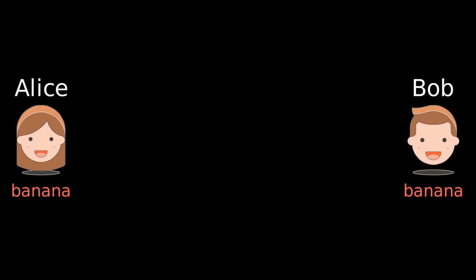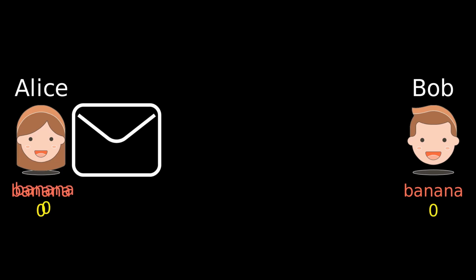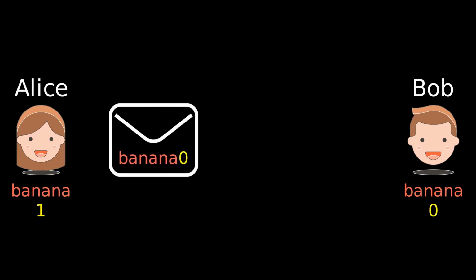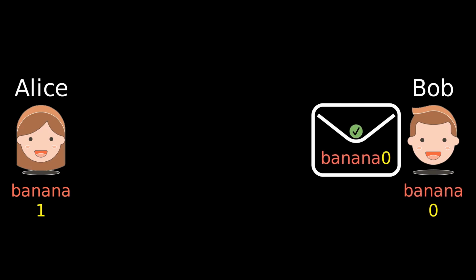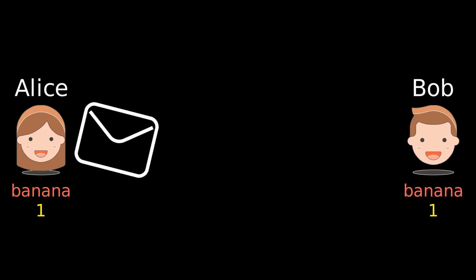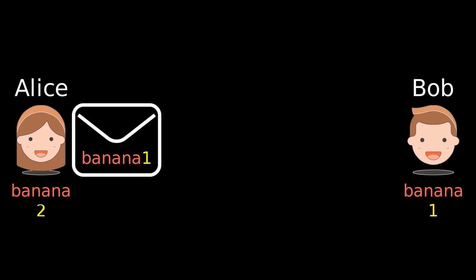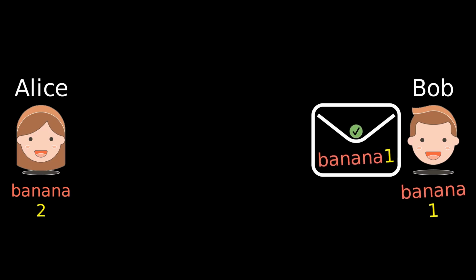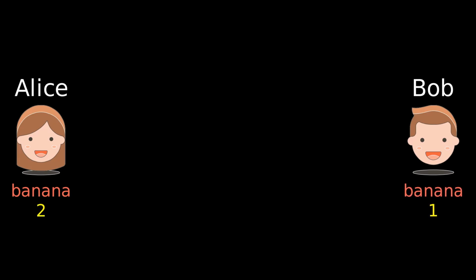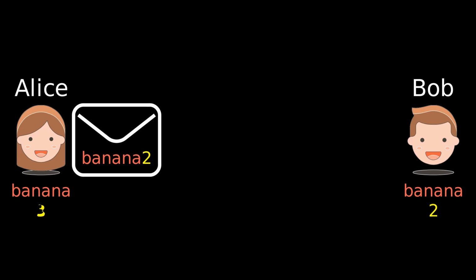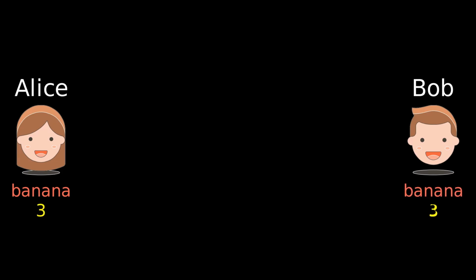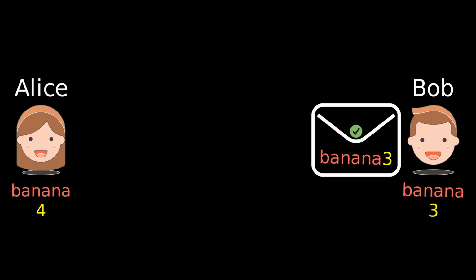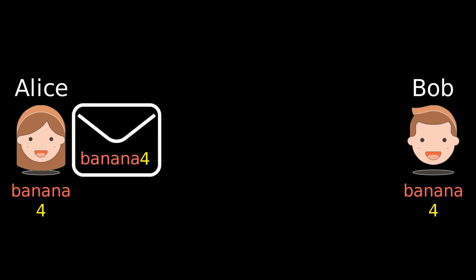What if we change the password every time? Alice and Bob could keep a counter. The first password might be banana 0, the second banana 1, and so on. No, the password is different each time. But there is still a problem. The pattern is too obvious. If someone spots the sequence, they can easily guess future passwords.